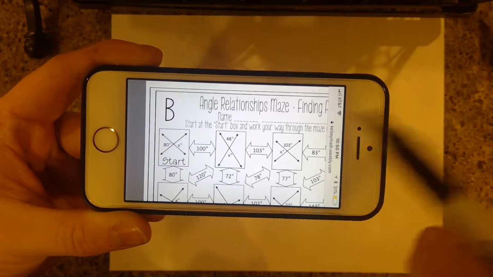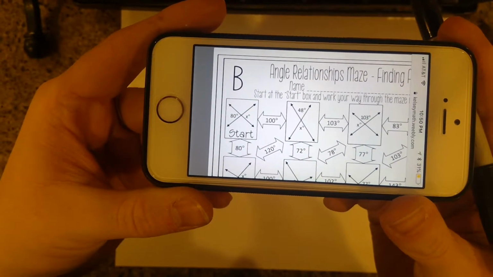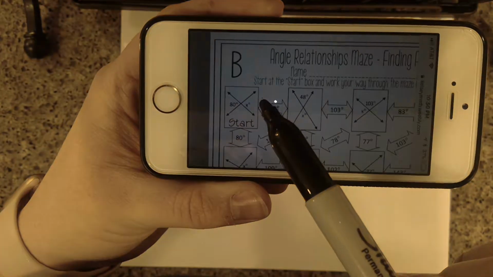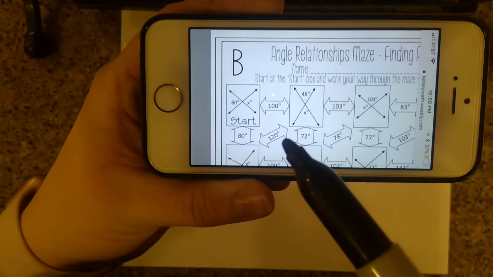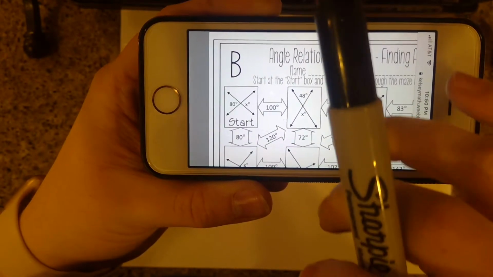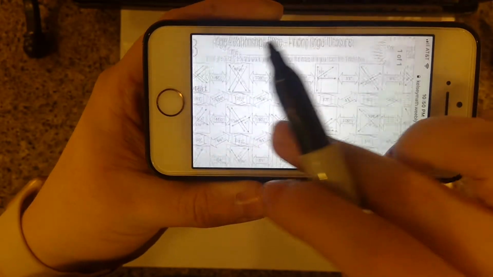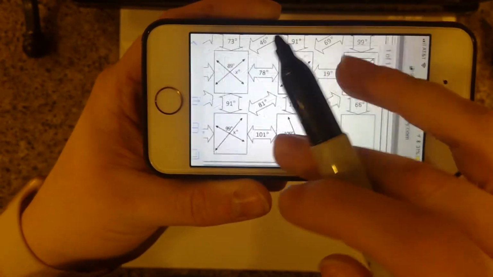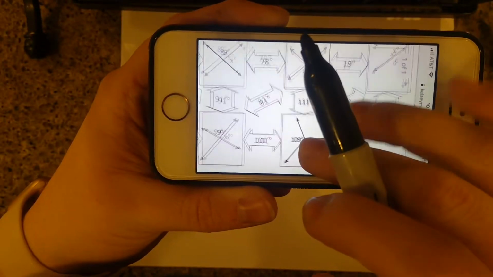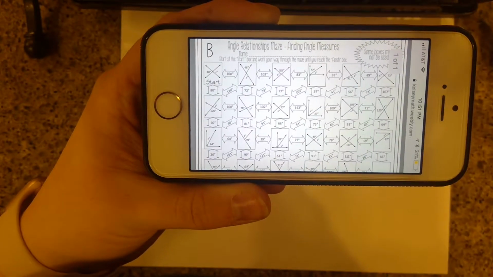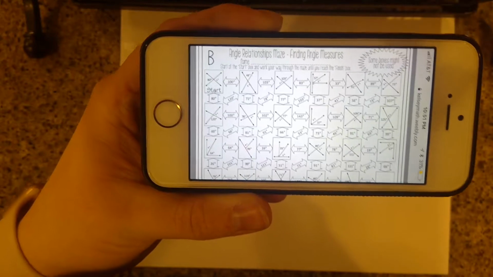to 90 degrees. So here, these are vertical angles. So we know that 80 is the same as x. So since it's x, then you would shade in 80, which means that you're going to the next one. And your goal is to get to the finish, which is over here. So you're just finding the angle measures of x.